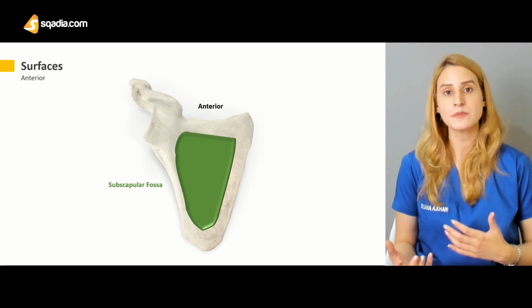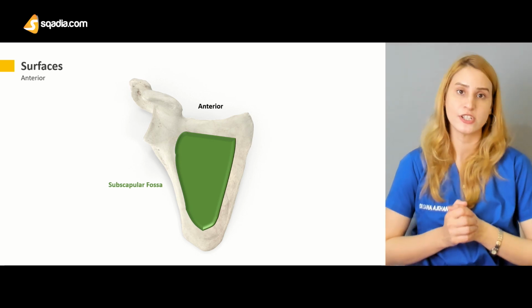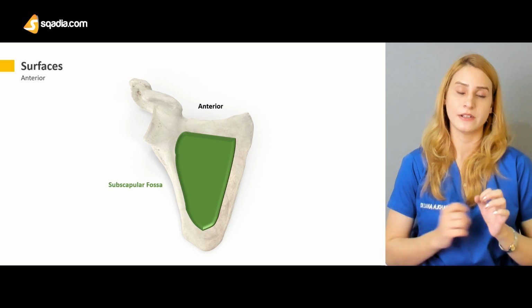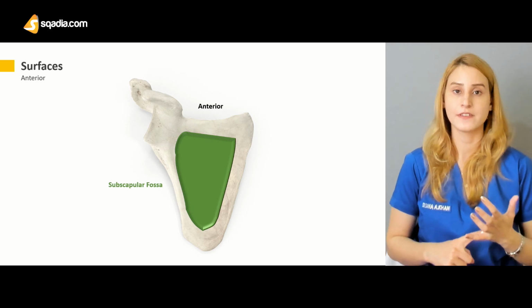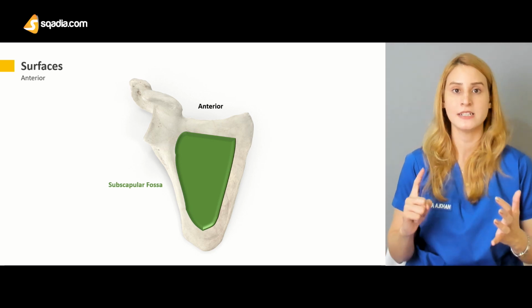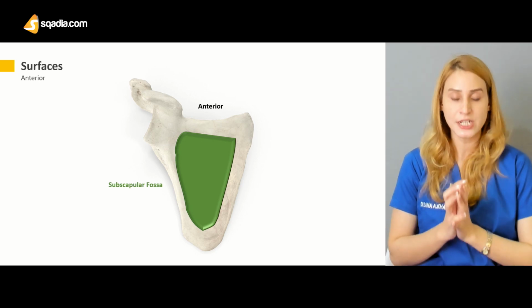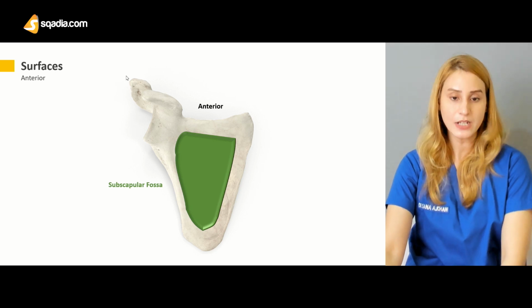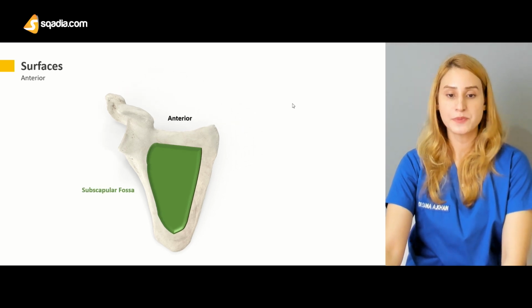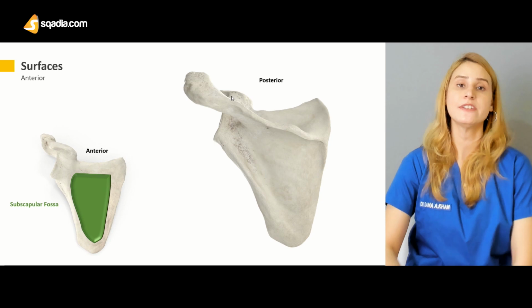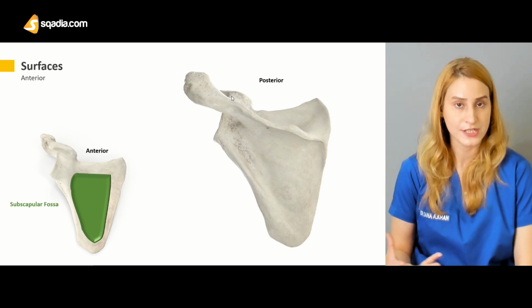The subscapularis muscle is an important part of the intrinsic muscles, which are the rotator cuff muscles. So we have supraspinatus, infraspinatus, teres minor, and subscapularis, which are called the rotator cuff muscles of the shoulder joint. Then you have the posterior surface, which is related to the vertebral column.